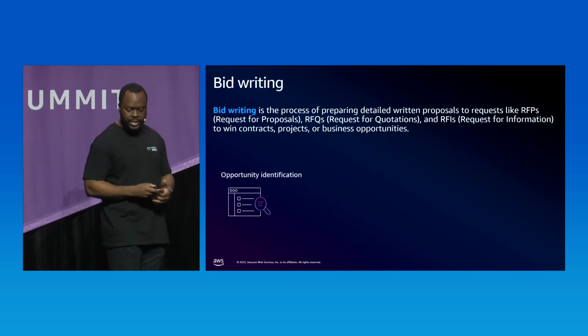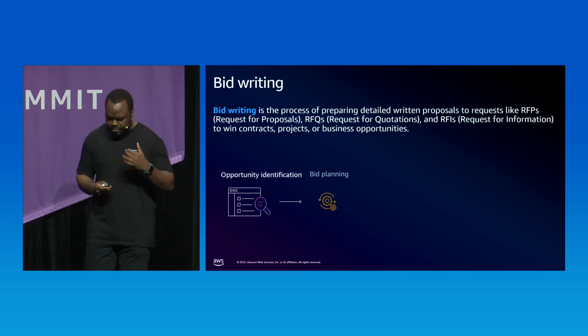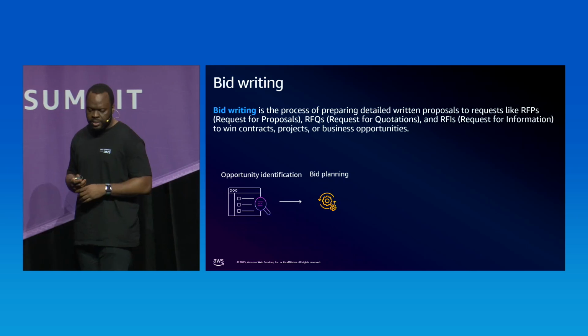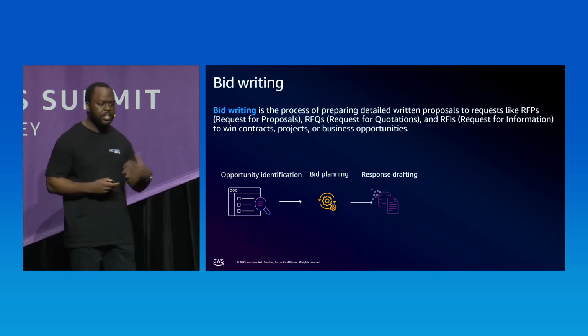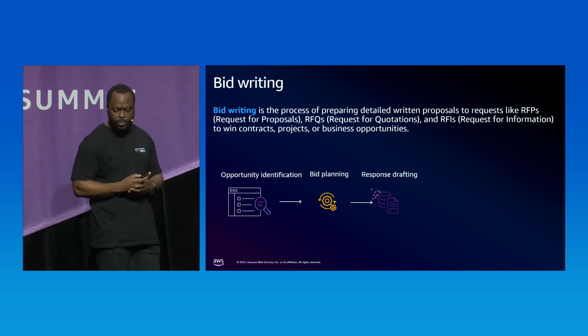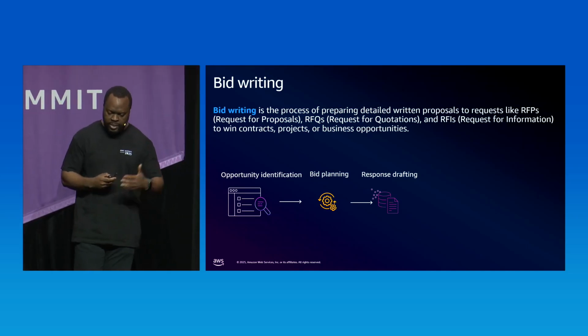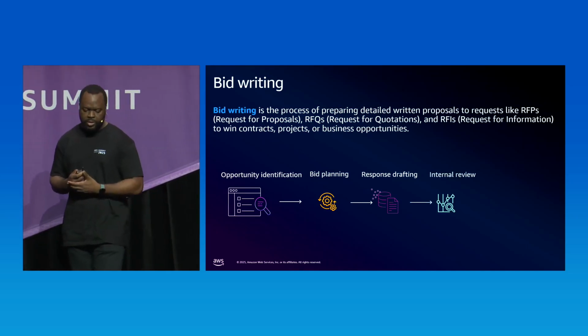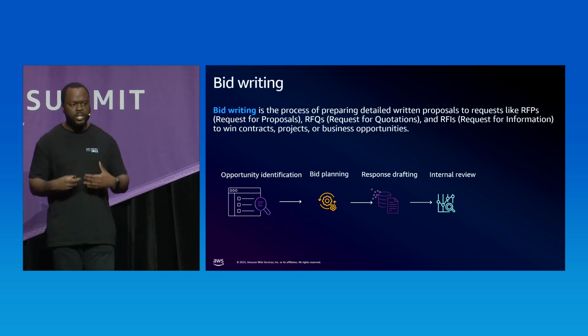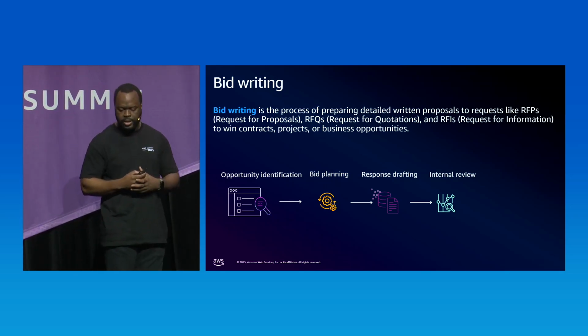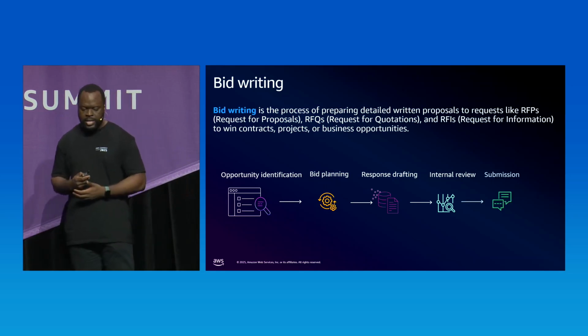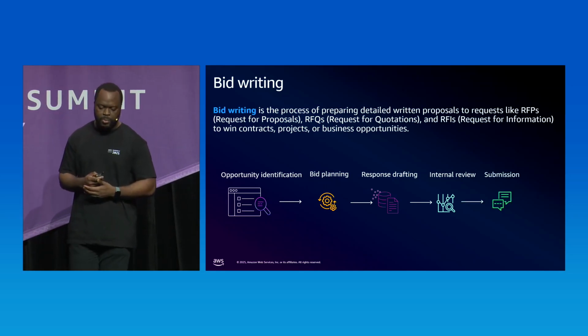The customer identifies the right opportunity. Then they plan the bid writing, and then after that, they start to draft the response to the bid. So how exactly are they going to tackle that particular opportunity? And then after that, they send it to the internal review team. So this often involves legal and finance and compliance to check that all the things are correctly, appropriately done. And then eventually the bid is submitted.